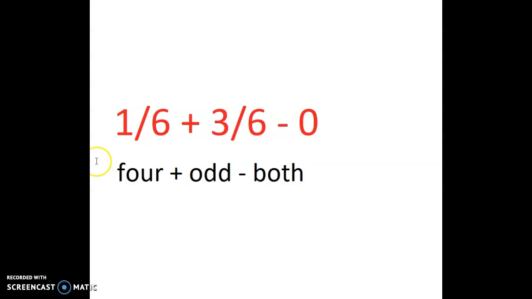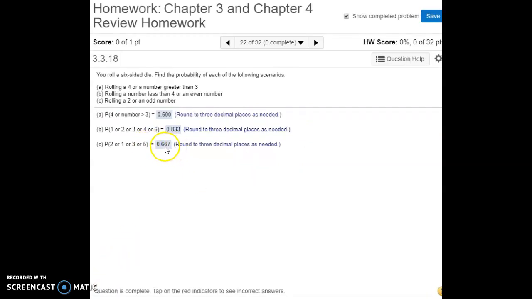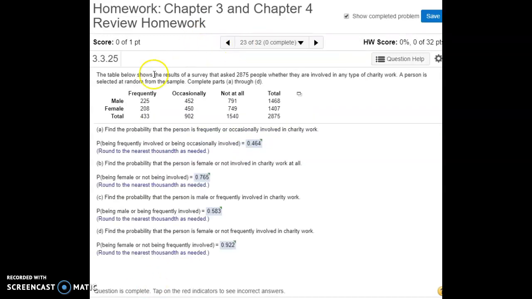And then looking at it with the addition rule, the probability of getting a 4 is 1 out of 6. The probability of getting an odd number is 3 out of 6. So we would add those two probabilities together and then subtract the probability of both of them happening, which is in this case 0% because these are mutually exclusive events. You can't have a 4 and it be an odd number. So doing that addition here, we get 4 out of 6, which is our same result over here as a decimal. Number 23, we have a table of results from a survey.